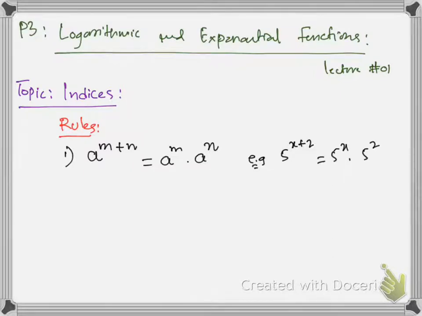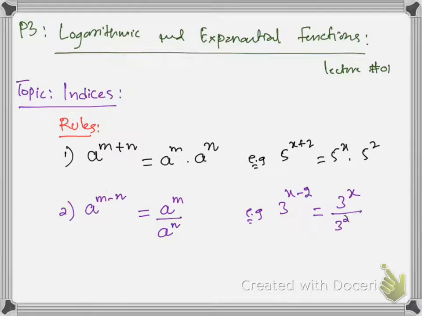Rule number 2. According to rule number 2, since we have a negative sign in the power, we can break the power by dividing the terms. For example, if we have 3 power x minus 2, we can write this as 3 power x upon 3 square. Rule number 3.